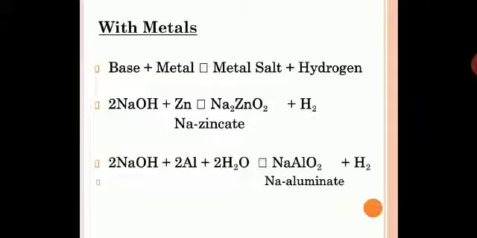Test for hydrogen gas: how will you check the presence of hydrogen gas? As the gas is liberated, you hold your thumb on the mouth of the test tube and bring it near a burning candle. When you release the pressure, you will get a pop sound. That pop sound indicates the presence of hydrogen gas.